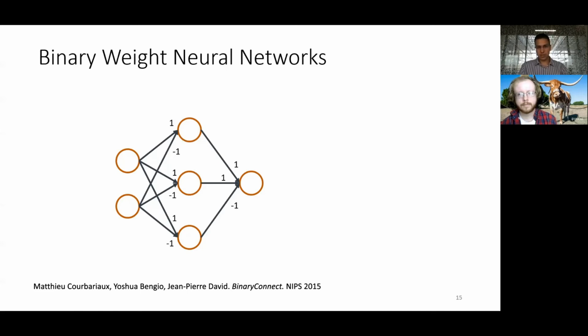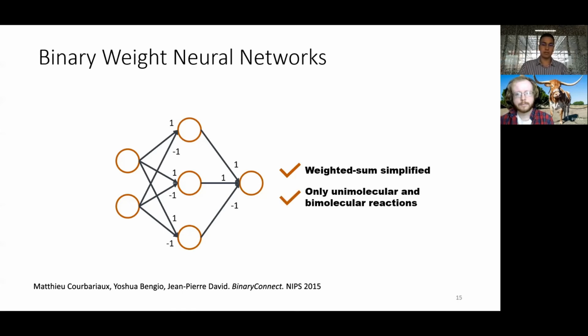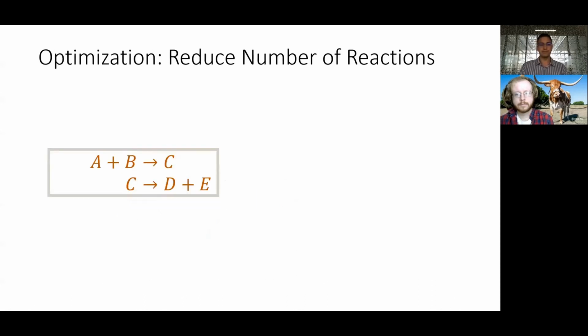I'll now talk about one special class of neural networks that uses only binary weights, 1 and -1, and I'll say later why this is important. This class of networks was popularized in the deep learning community because of the great computational benefits, meaning that they speed up the computation and reduce the power consumption a lot. And furthermore, despite the severe restriction of the weight values, they still achieve close to state-of-the-art performance. What this brings to us is that the weighted sum is simplified. In the previous slide, the weighted sum can have many reactants, but in these binary weight networks, you end up with only unimolecular and bimolecular reactions, and this makes feasible the implementation of these networks using, for example, DNA strand displacement.